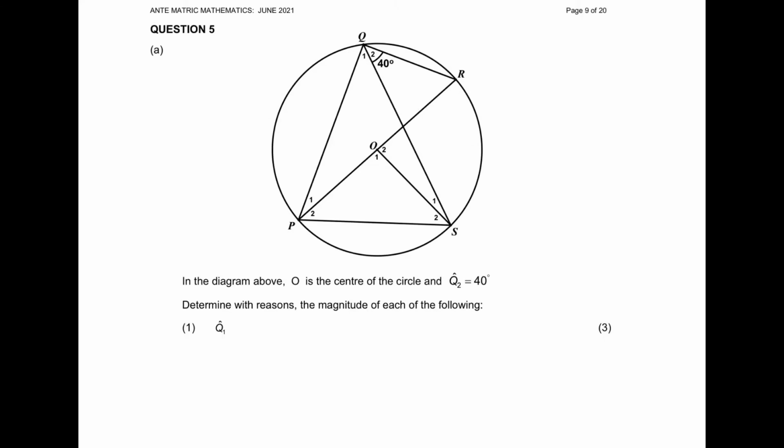Question 5. In the diagram above, O is the center of the circle and angle Q2 is 40 degrees. Determine with reasons the magnitude of each of the following. So number 1, Q1. So they're wanting the size of that one. Alright, so this one's fairly easy and you should have lots of colors and marking on your diagram, but we know that that is 90 degrees because O is the center of the circle.